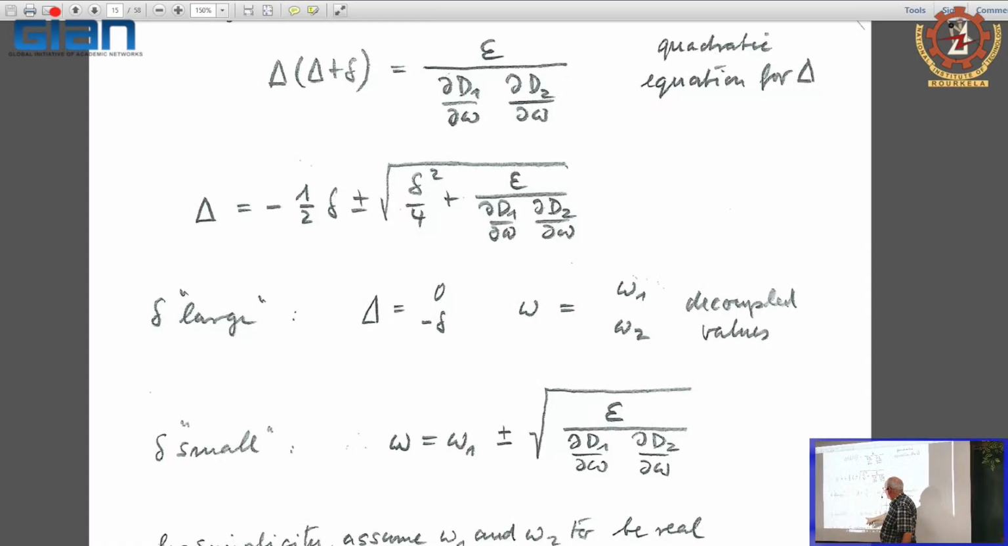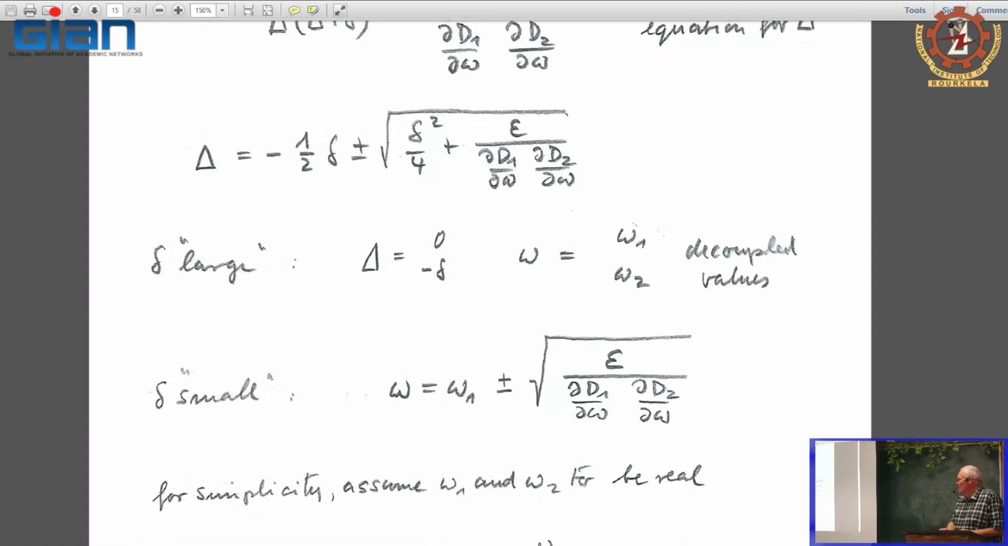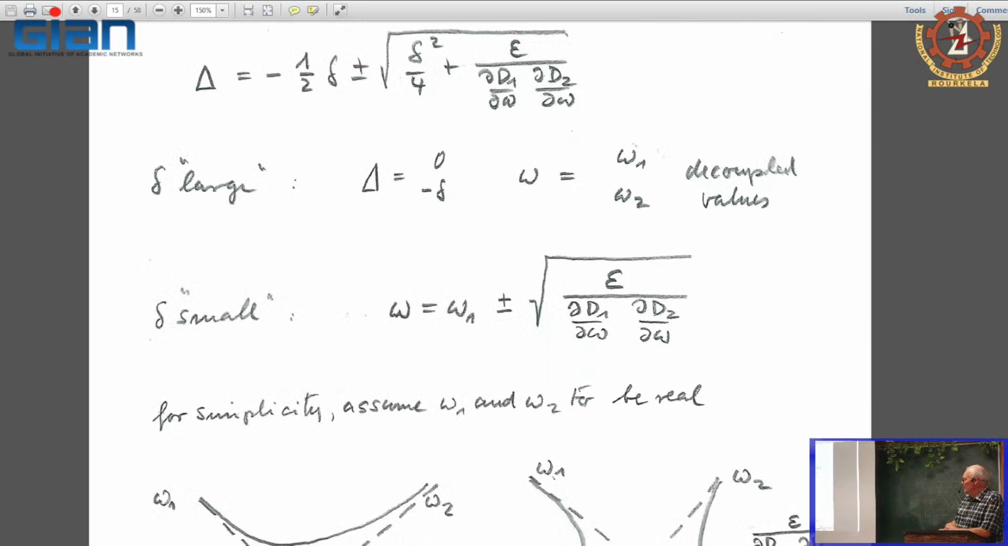Then we have omega delta is omega 1 minus omega 2. So omega is omega 1 plus minus, taking the definition of capital delta, plus minus the square root of this coupling term, which is given in terms of epsilon, the coupling between the two dispersion relations divided by the derivatives of the dispersion relations. Okay? Now let's assume for simplicity that omega 1 and omega 2 are real frequencies.